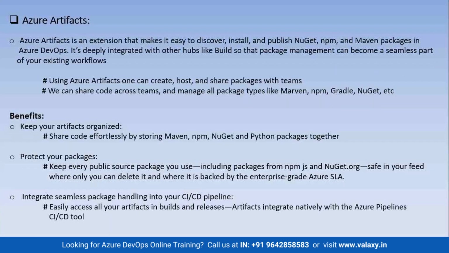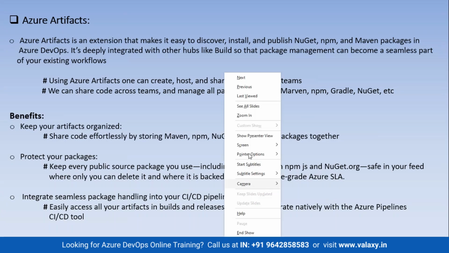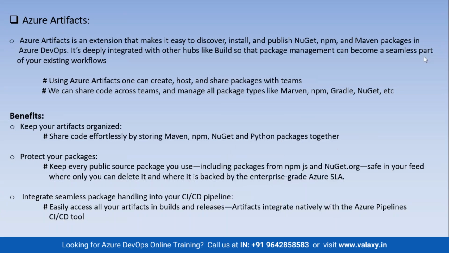Now let's see the theory part. Azure Artifacts is an extension that makes it easy to discover, install, and publish NuGet, npm, and Maven packages. It can be deeply integrated. You can integrate it with build so that package management can become a seamless part of your existing workflow. So this can be easily integrated with your build pipelines. That is what I'll show you. How do we integrate it?